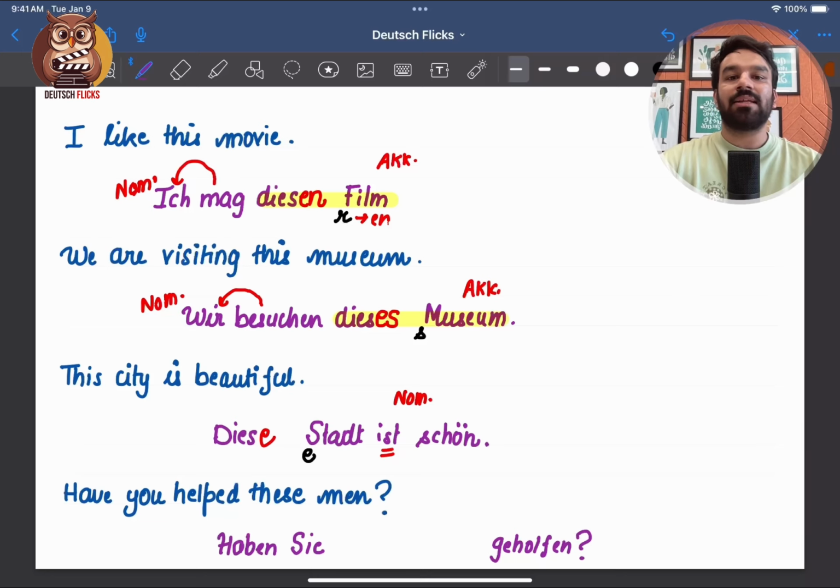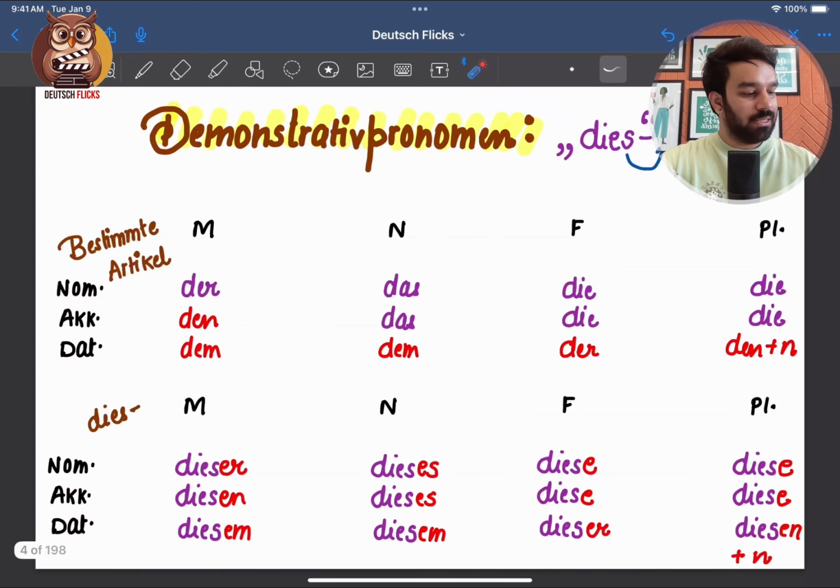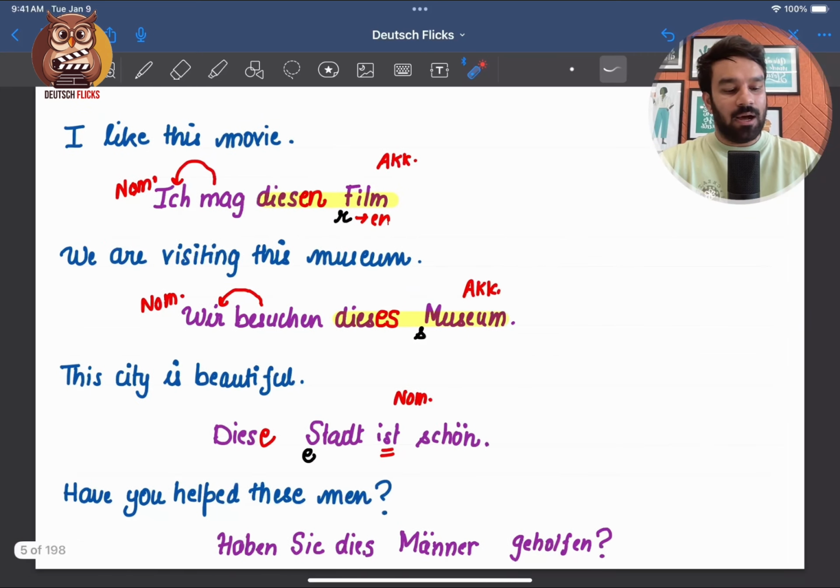Now we are left with these men, plural. So I'll write dies. And for men we say Männer. If it is plural, then that means we got options diese, diese, diesen plus n. We have to identify the case. Now, the verb helfen, this is strictly dative. I have told this so many times.